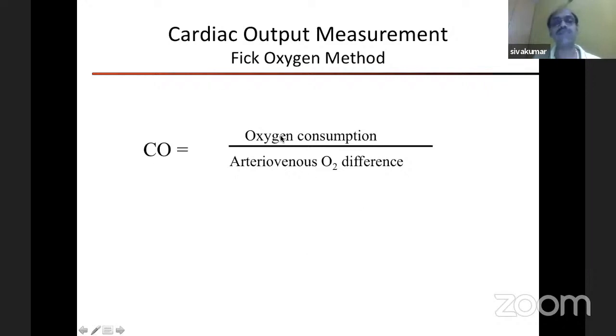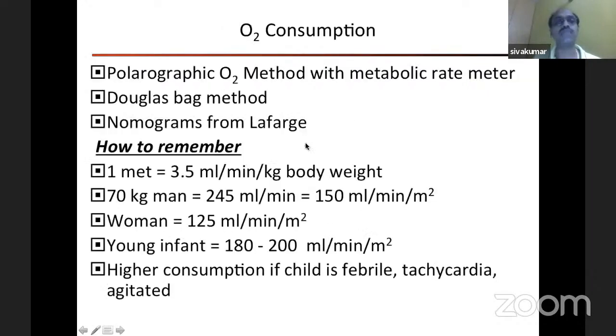The first component is oxygen consumption. How can we measure the oxygen consumption of a person in a given unit time? Two methods that were used in the past were, one, the metabolic rate meter method or polarographic method, and the second, the Douglas bag method. Before understanding these two methods, let us understand a little about the normal oxygen consumption.